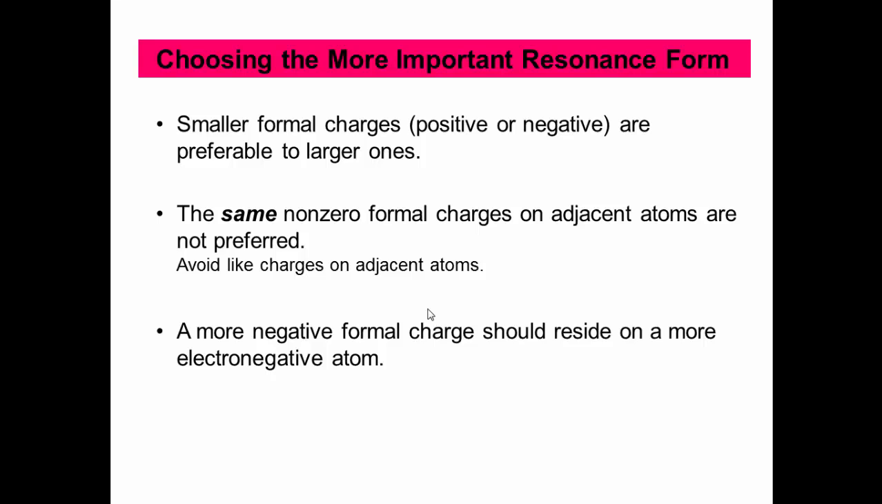So I wanted to talk briefly about choosing the most important resonance form, which one's probably most similar to the actual bonding picture. We kind of touched on this briefly, but you want smaller formal charges. You really prefer to have no formal charge on any atom for a resonance structure. If you have to have formal charge, smaller formal charges are preferable to larger ones. So it's better to have -1 or +1 rather than -2 or +2. And you typically don't want 2 negative formal charges right next to one another. And negative formal charges should reside on more electronegative atoms.